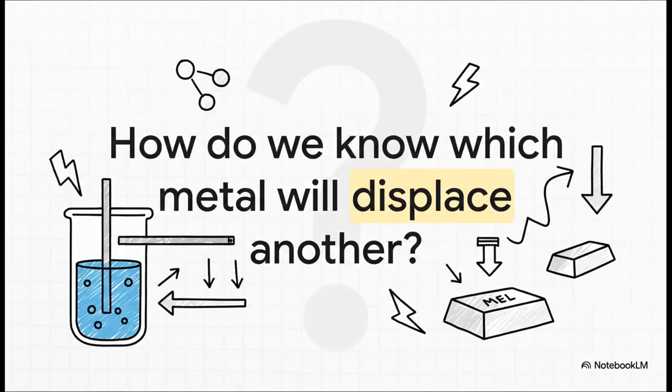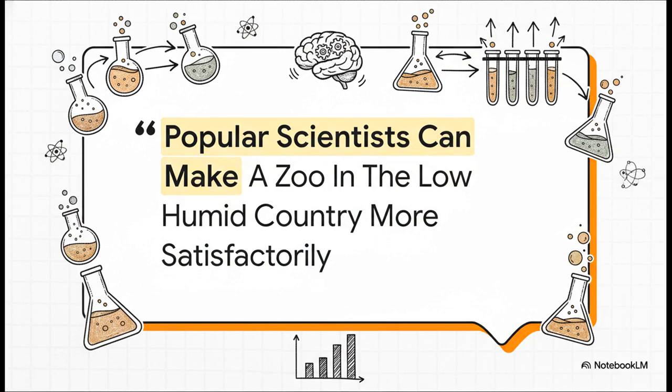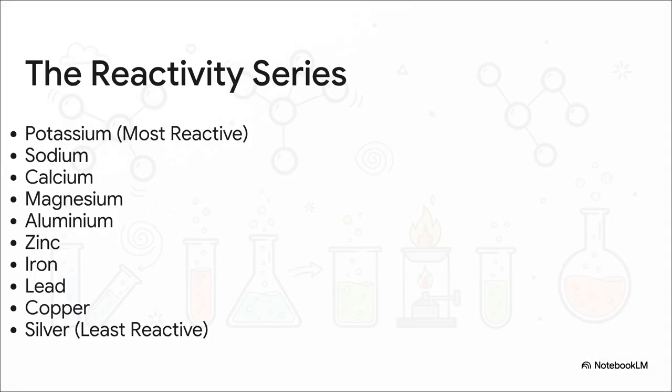So how do we know which metal will win that dance partner swap? It all comes down to reactivity. And you're probably wondering how to remember all that. Well, chemists have a clever little memory trick. This helps you remember the reactivity series. A metal higher up can always kick out one below it.